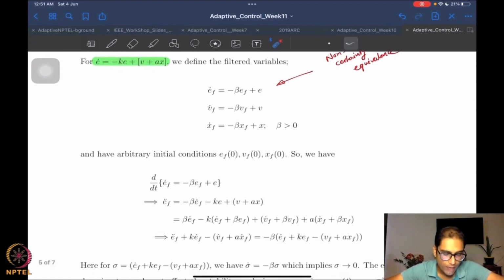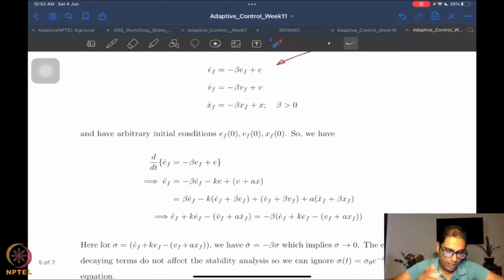Now, I want to establish a relationship between the original variables and their dynamics, which is this, and the filtered variables and their dynamics. All right. In order to do this, I take this first equation and I take a derivative on both sides. Right. So on the left hand side, I get a second derivative of EF, so EF double dot. And on the right hand side, I get minus beta EF dot plus E dot. And I get an E dot.